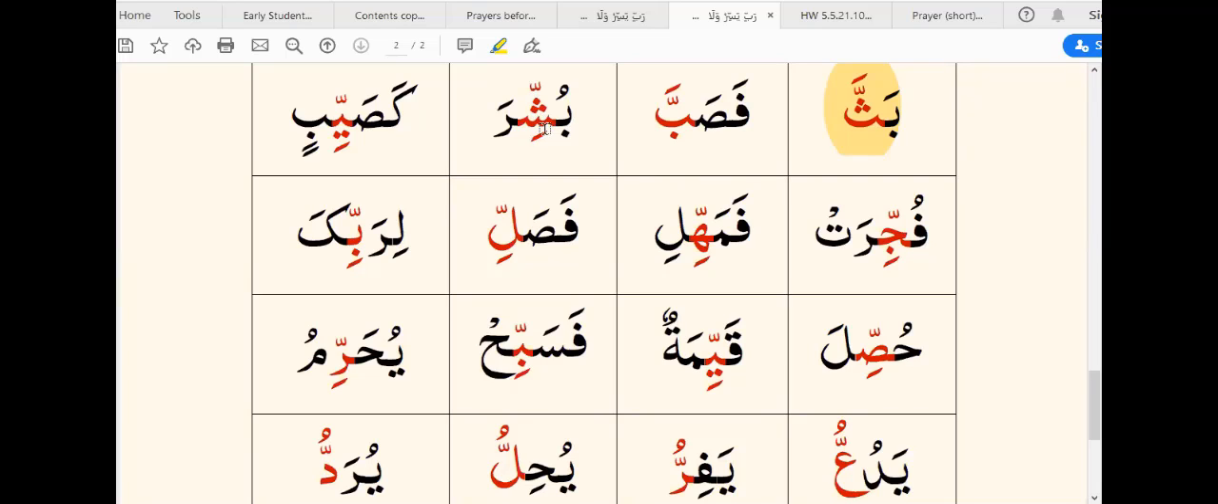The next one over here, we have letter Sheen with shadda. Bush. Shiro. Well done. Letter Ya with shadda. Soij. Yibin. Soyibin. Well done, mashallah.